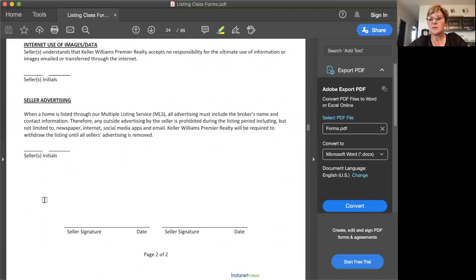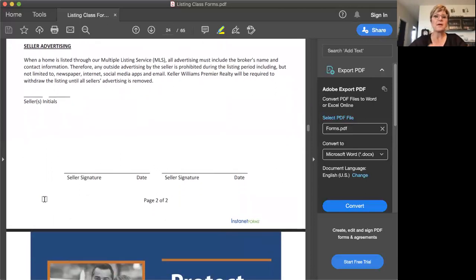Internet use of images. They're initialing here saying that once you put this on the MLS and it goes to the internet, someone might see a picture of their kitchen and love it and use it in their article about remodeling kitchens, right? You have no control over the use of the images on the internet from anybody else.